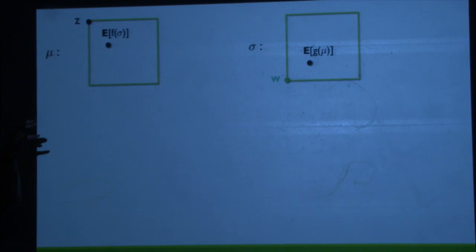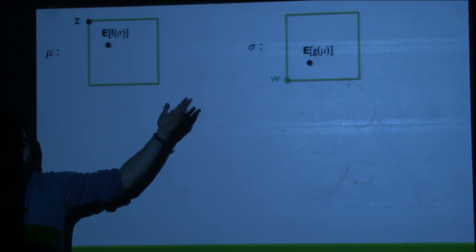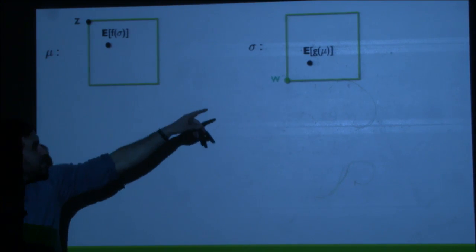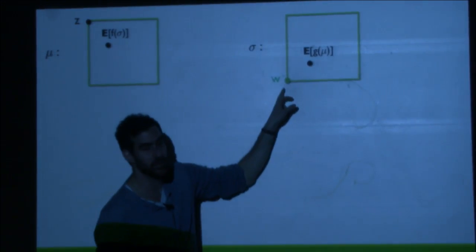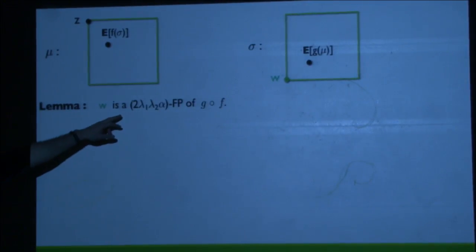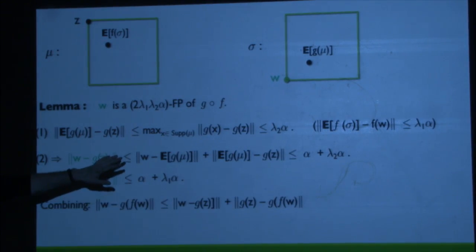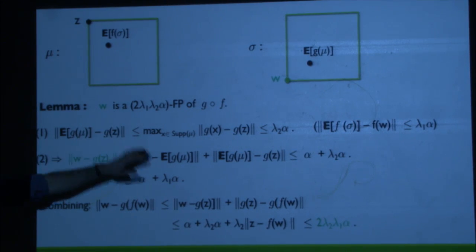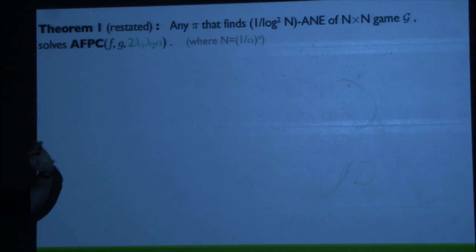So you have 2 cubes. I claim that if you recover those cubes, which the too-good-to-be-true protocol does by assumption, then rounding this point to the closest point in Bob's cube forms a 2 lambda 1 lambda 2 fixed point of the composed function. It's a simple argument. Let me not prove it.